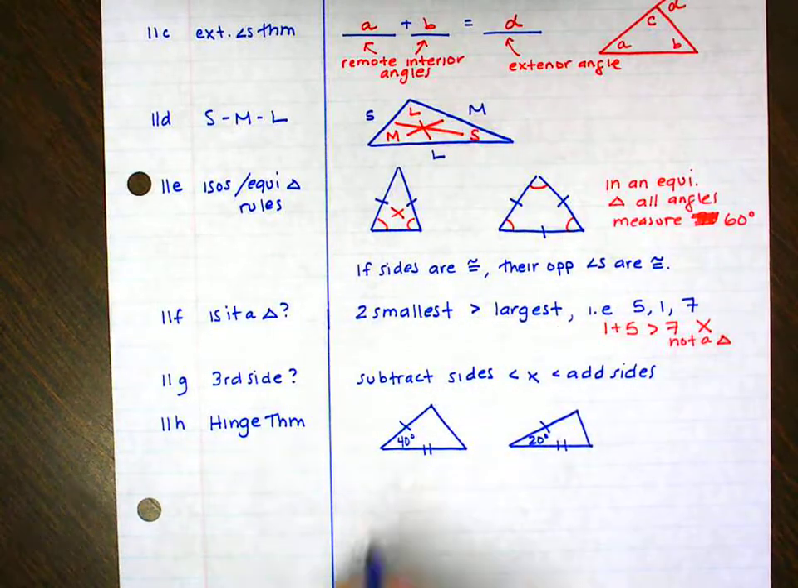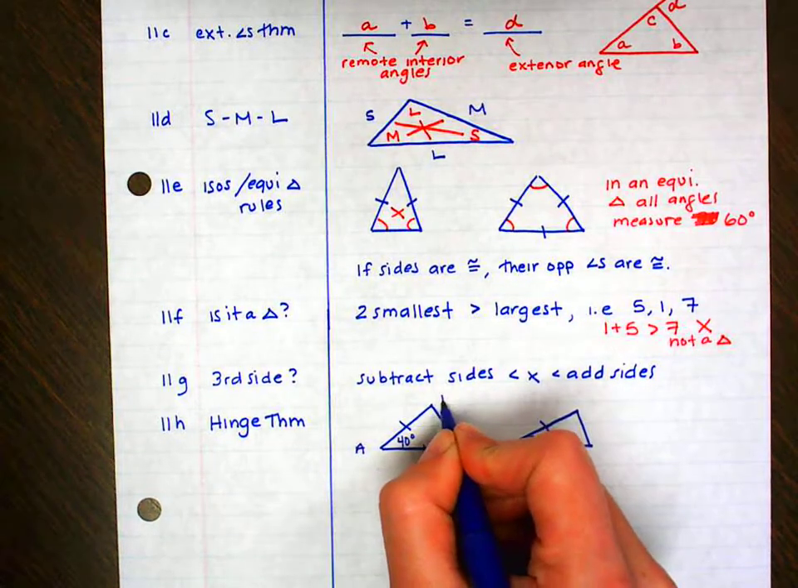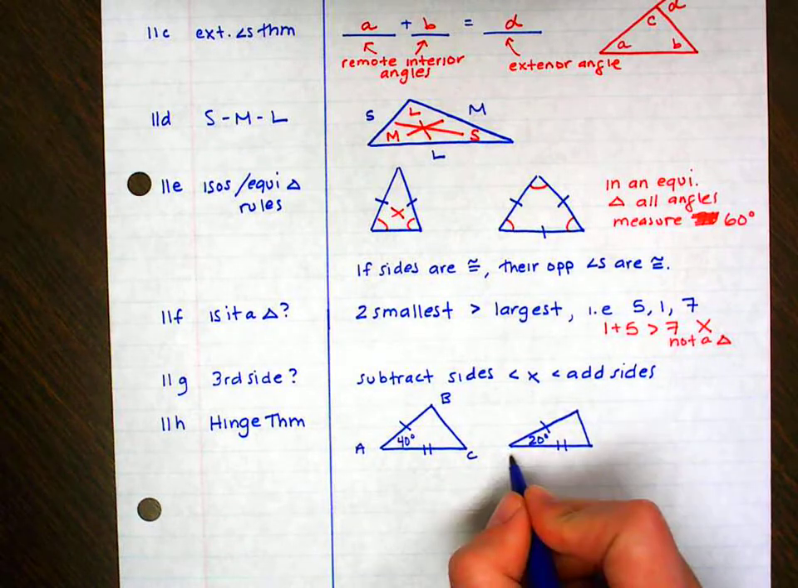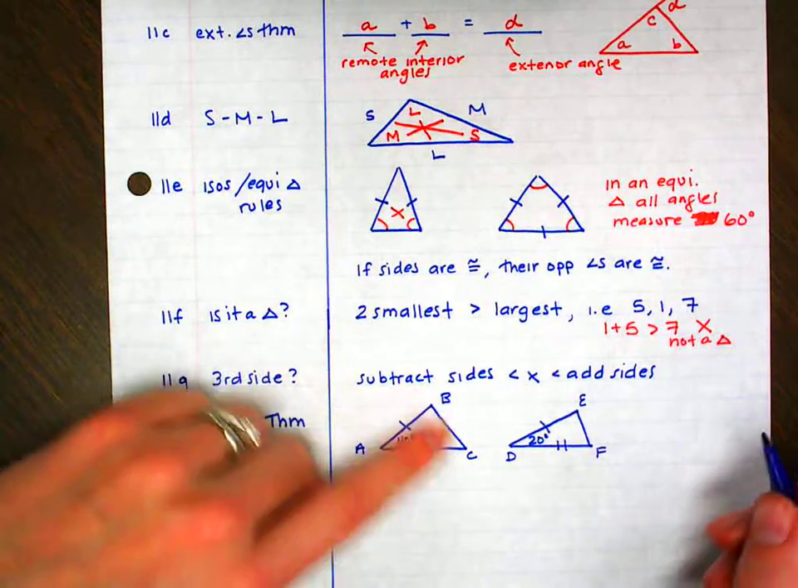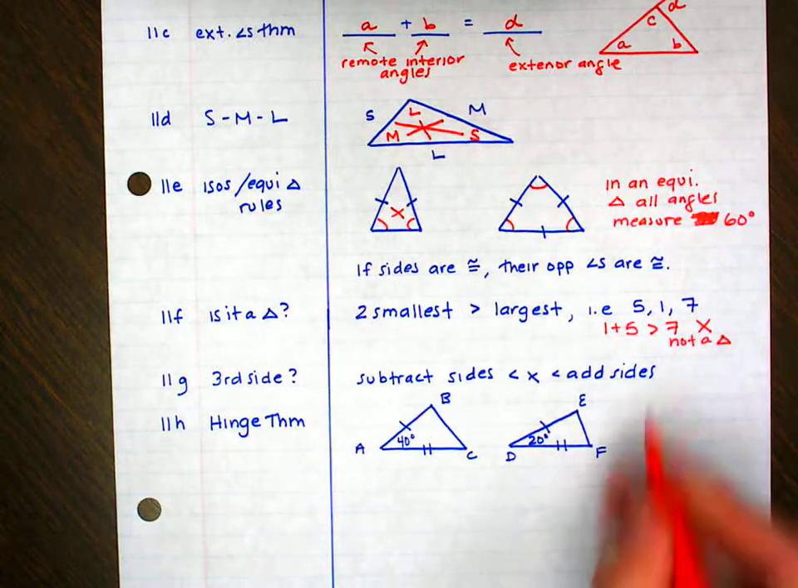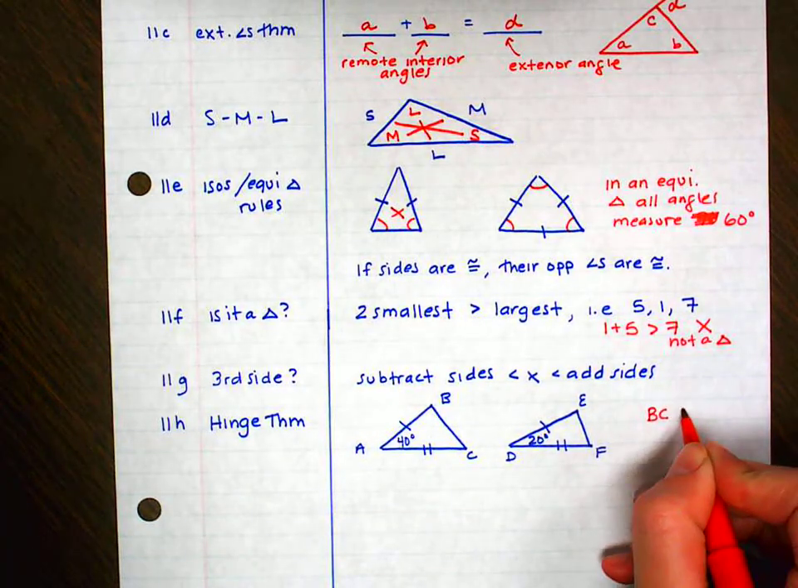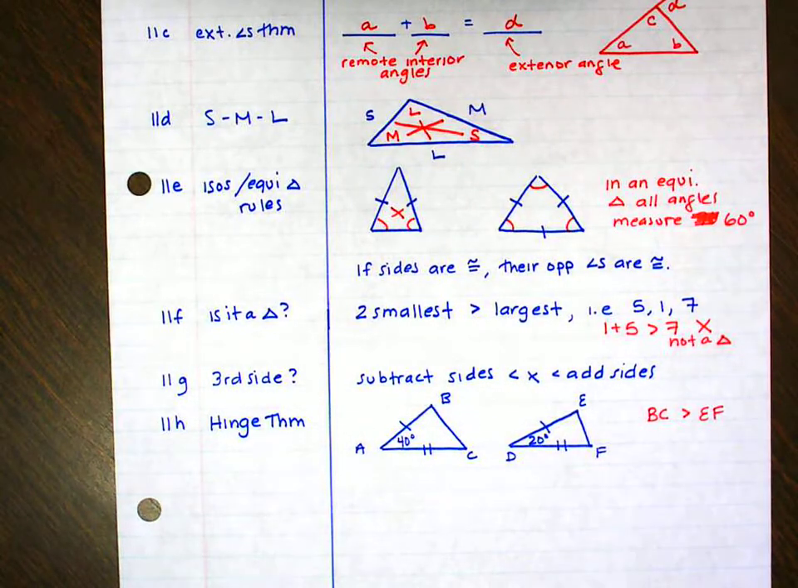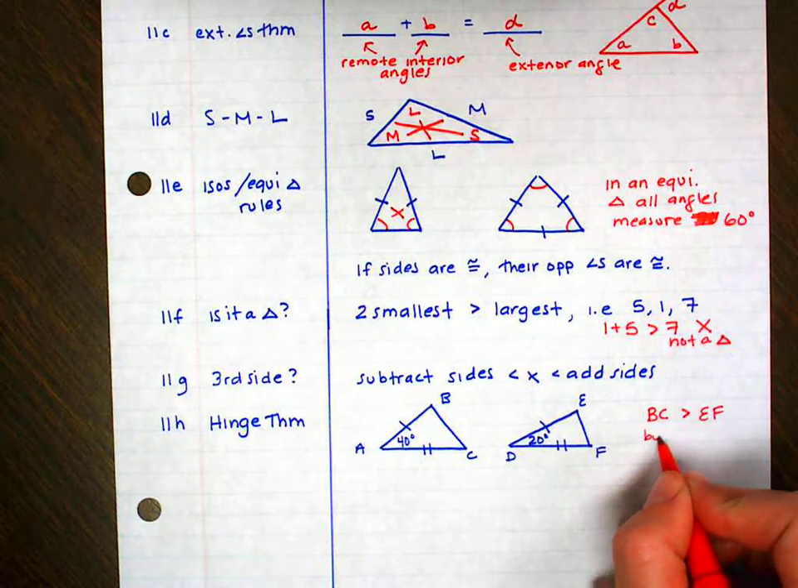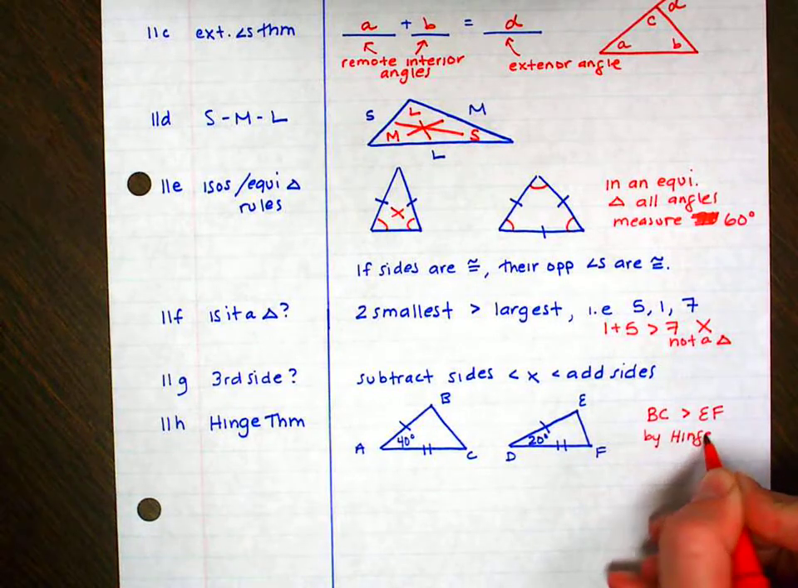So if this is triangle A, B, C, and this is triangle D, E, F, then BC has to be larger than EF by the hinge theorem. Okay.